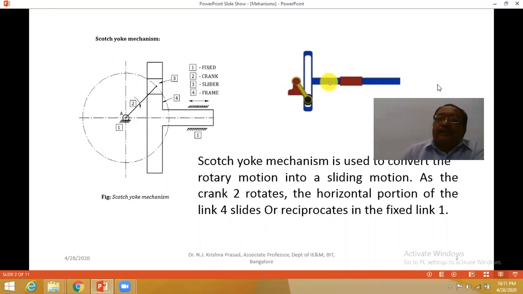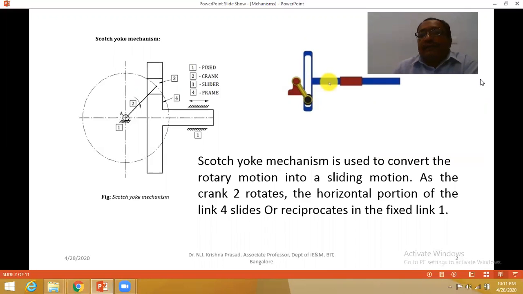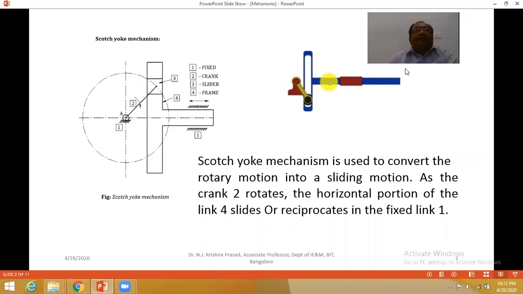In the earlier classes, I explained the inversions of the double slider crank chain. There are three inversions of the double slider crank chain. Those are the elliptical trammel, the Scotch yoke mechanism, and Oldham's coupling. During the college hours, I completed the elliptical trammel.